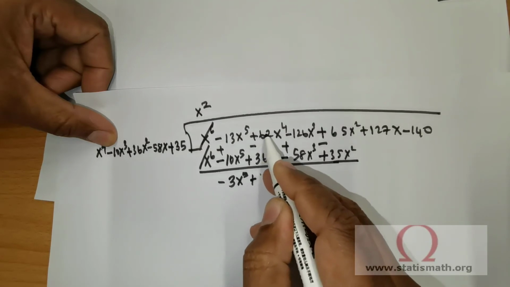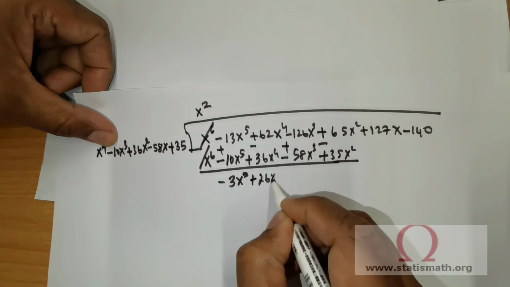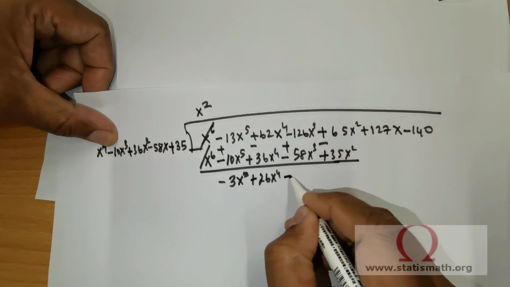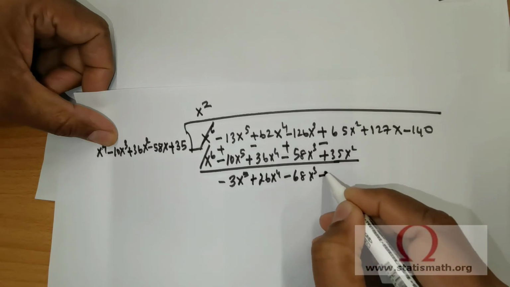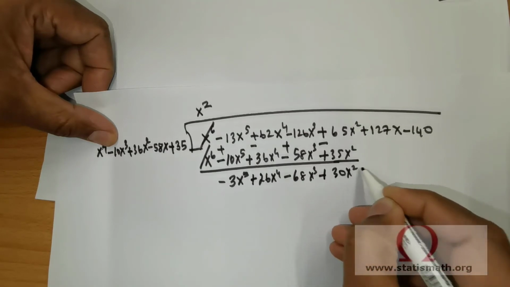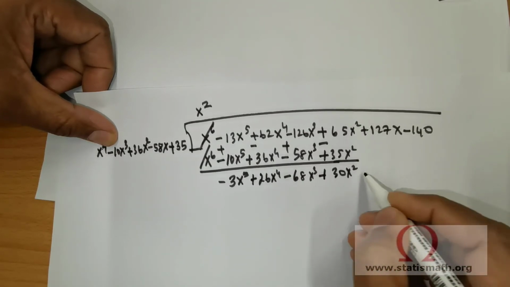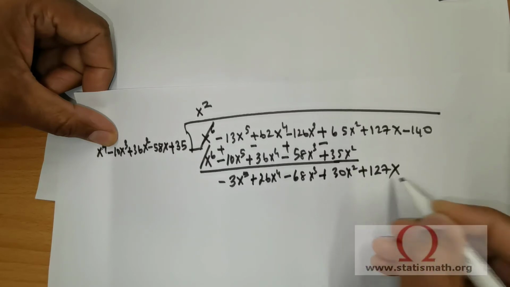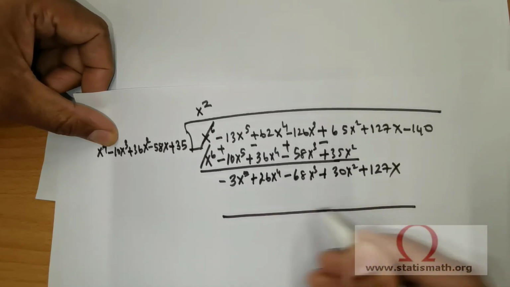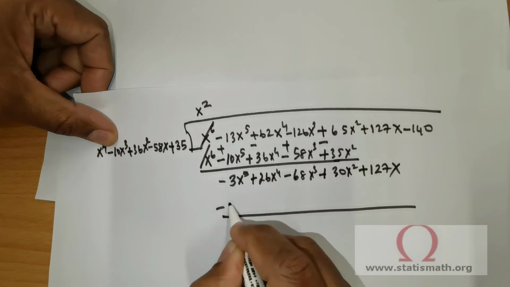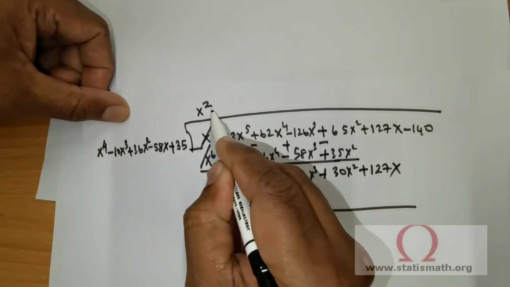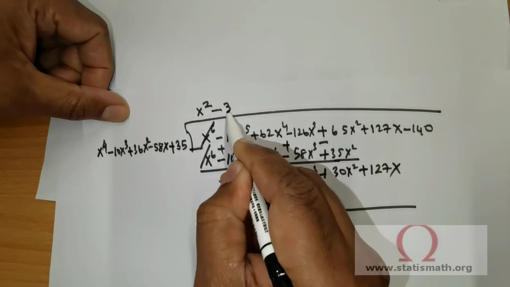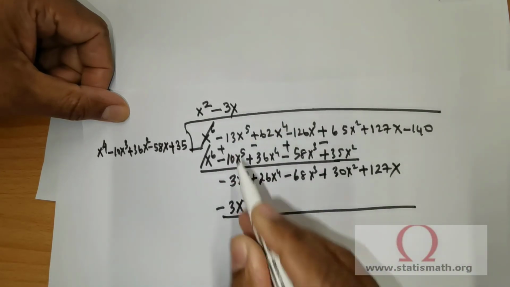Right, the sign of 62 is positive, so it's going to be 26x to the power 4. Followed by negative 68x to the power 3, followed by positive 30x to the power 2, and I bring this positive 127x down. So I need to have here negative 3x to the power 5. That's possible if I have a negative there, followed by a 3 and an x.